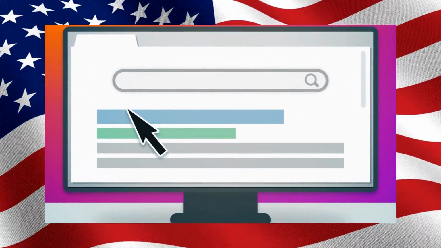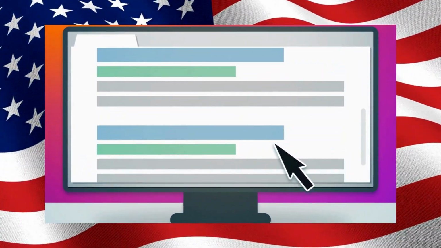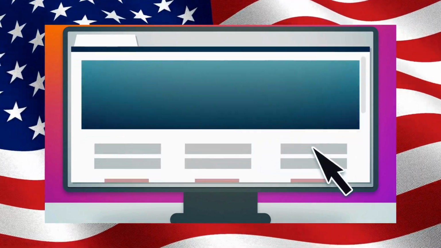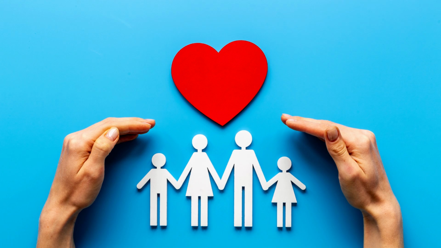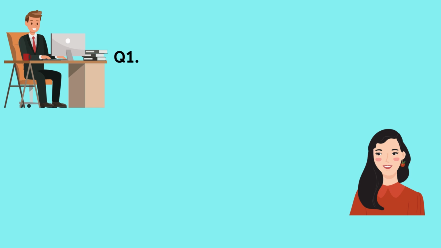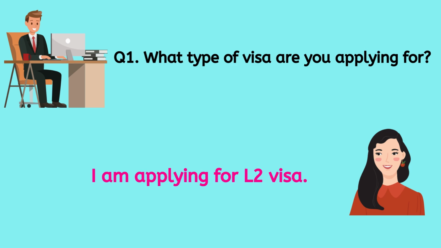Usually, children under 14 years of age do not have to come to the US Embassy for the interview, but it is best to check the website of the embassy where you will be appearing for interviews, as guidelines and rules keep changing. Now friends, let's look at the most common questions that you can be asked in an L2 visa interview. Number 1, what type of visa are you applying for? And the answer should be simple: I'm applying for an L2 visa.